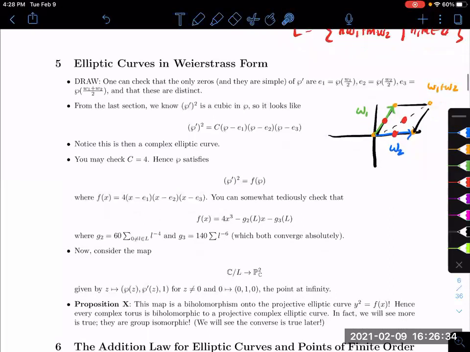Okay, so we've got our cubic here. And like I said already, you can notice this is a complex elliptic curve. How do you notice that? You let y be phi prime, and you let x be phi. Then this turns into the following equation.